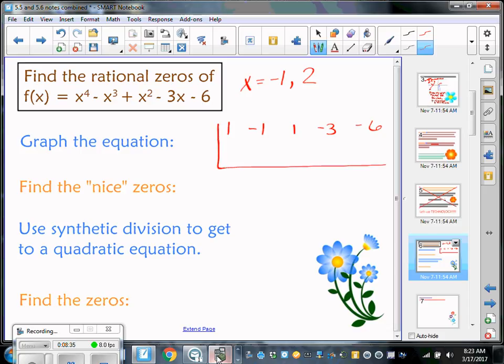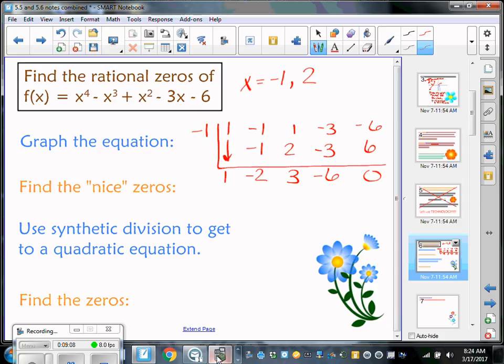All right, do you want to use -1 or do you want to use 2 first? Does it matter? It doesn't matter. I'll go -1 just because it's the first thing I have written. It does not matter which one we use first. All right, so we're going to use synthetic, so I'm going to drop that first number down. All right, then we multiply. -1, add -2. Multiply gives me +2. Adding gives me 3. Multiply -3. Add -6. Multiply 6.